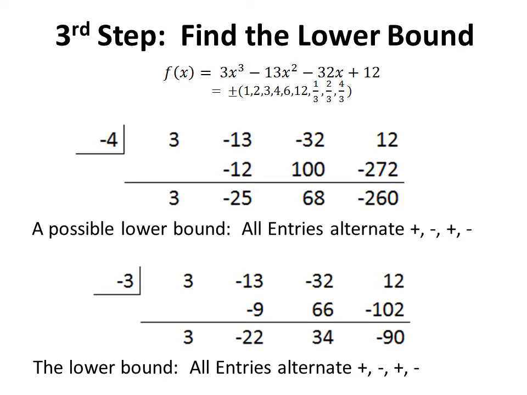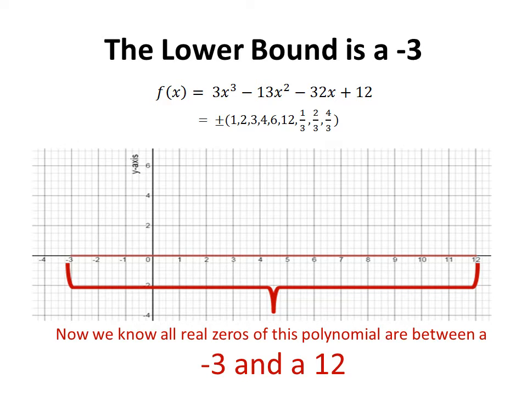So all entries here are positive, negative, positive, negative. So now I know that even though my 12 is my upper bound, I have narrowed down my choices quite a bit, because now I know when that polynomial crosses the x-axis, it's only going to cross that x-axis between a negative 3 and a 12. So I know my zeros are somewhere in between this part.